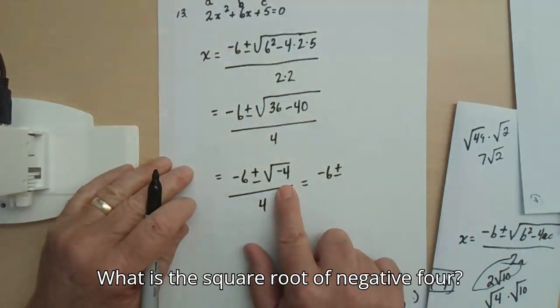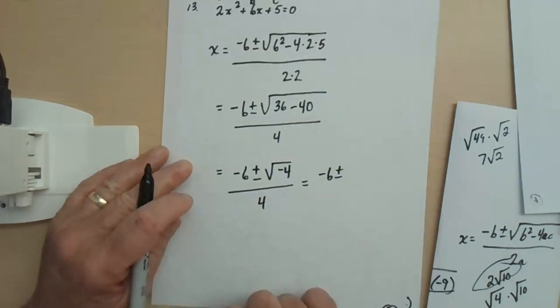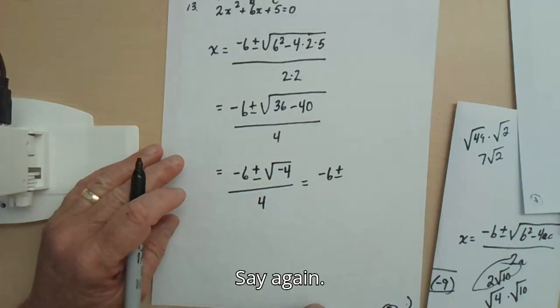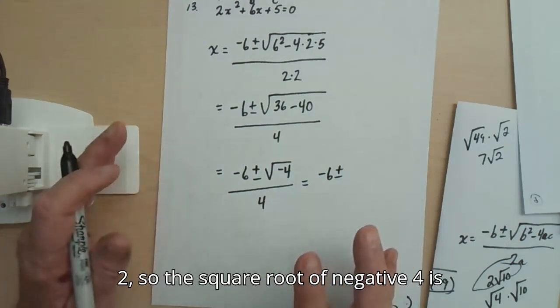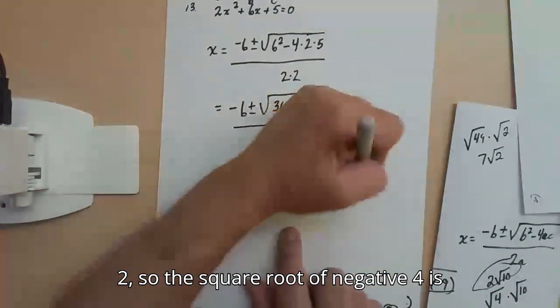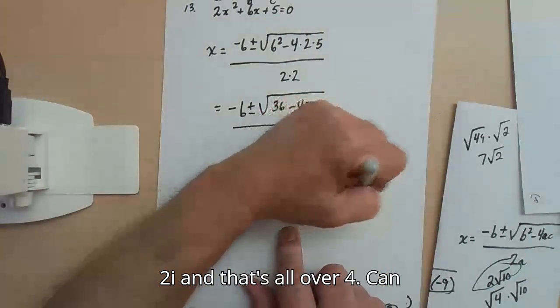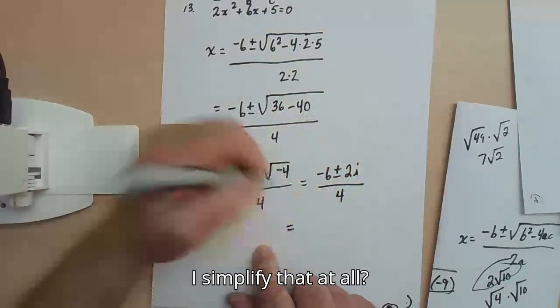What is the square root of negative 4? Say again? 2i, right? The square root of 4 is 2. So the square root of negative 4 is 2i. And that's all over 4. Can I simplify that at all?